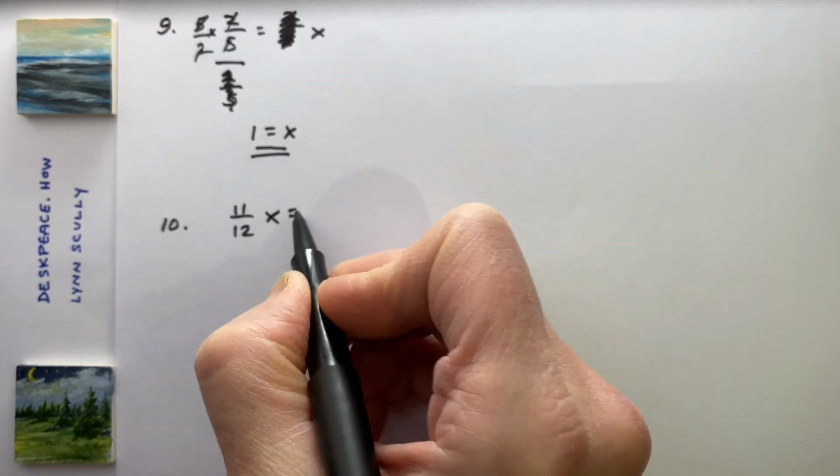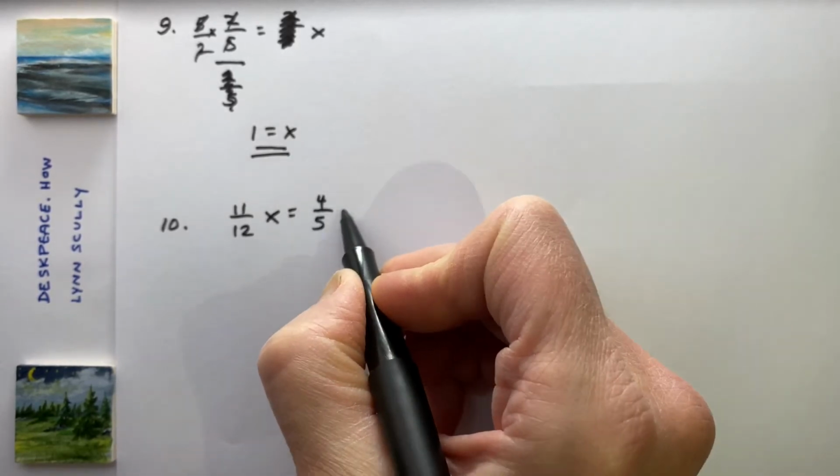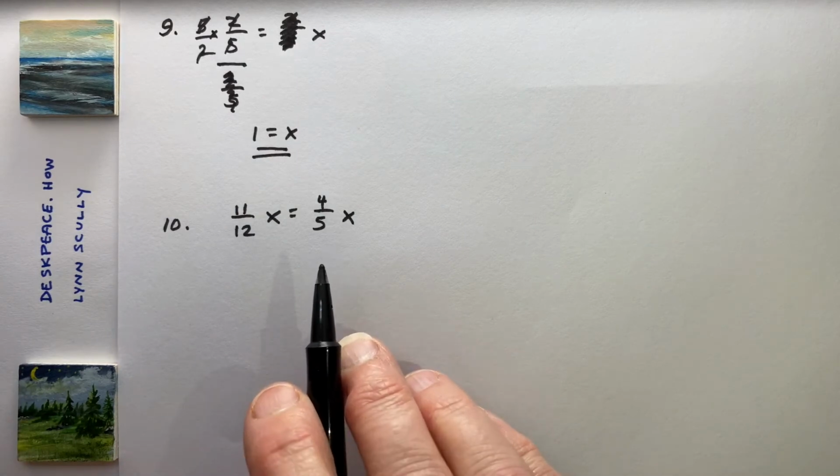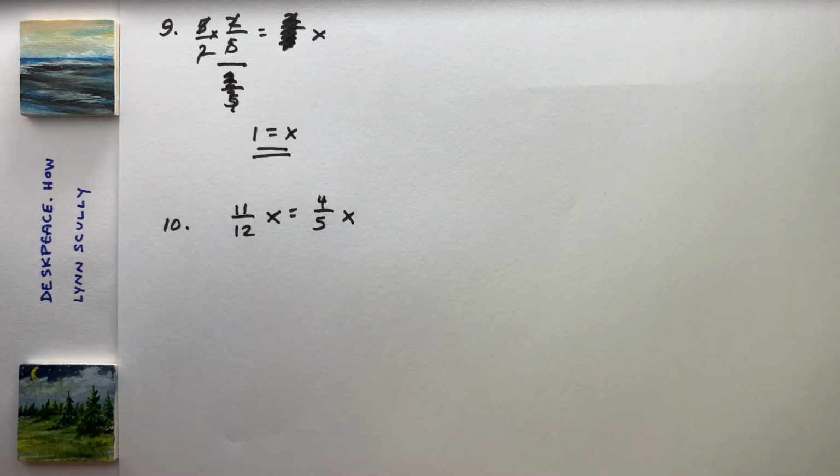11/12 x equals 4/5 x. Okay, this is kind of weird. I have an x on both sides. This isn't really exactly what we're doing with the lesson, but I throw it in here so that you can see something that's going to come up in your future and kind of how to deal with it.